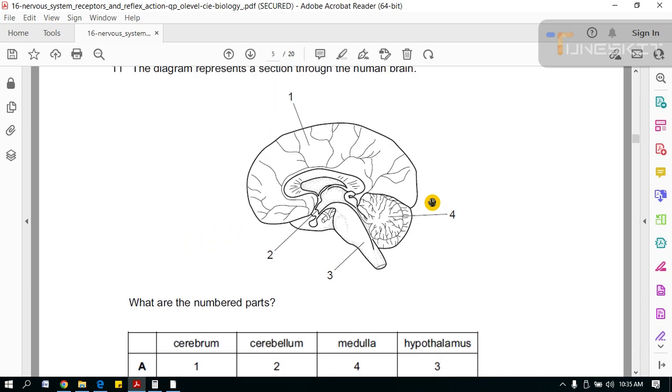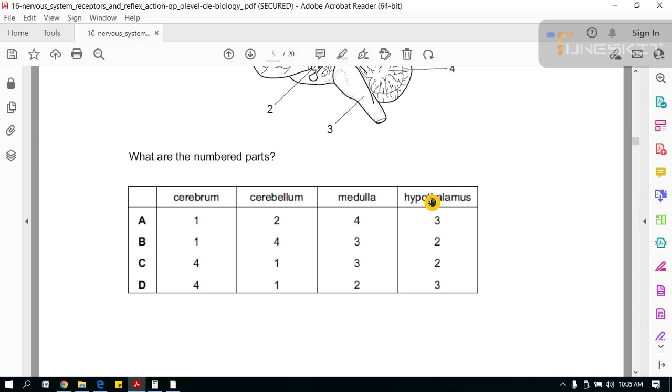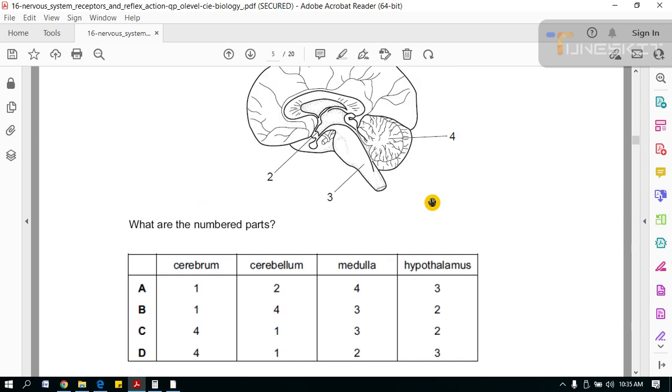Then medulla 3, 1, 4, 3. Hypothalamus, that is 2. So option B is correct here. Option B is correct. So all these MCQs are based on the parts of the brain.